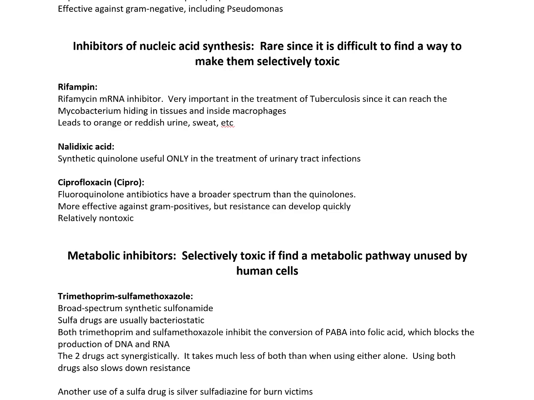All right. The first one here is rifampin, which is a rifamycin mRNA inhibitor, messenger RNA inhibitor. So this is a great thing to use when you're treating tuberculosis. It can actually get to the tubercle bacillus that you'd find in tuberculosis infection that are inside macrophages. So the interesting thing about rifampin, it is effective for tuberculosis and leprosy. And it can get into those hiding spots, especially the cerebrospinal fluid. So it's able to reach places that other drugs can't.